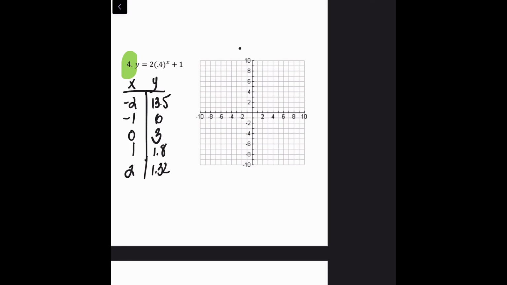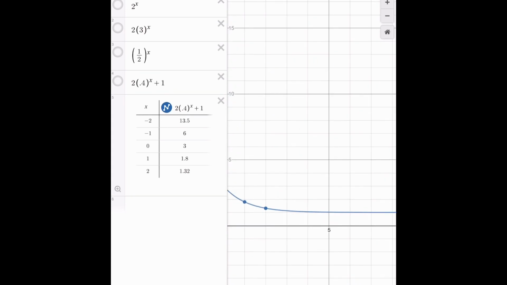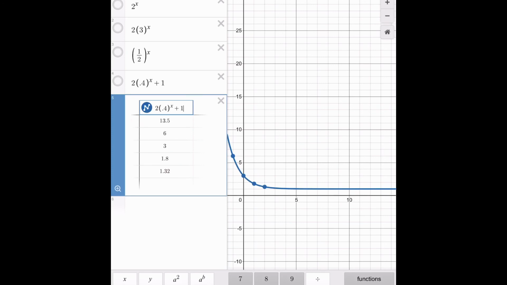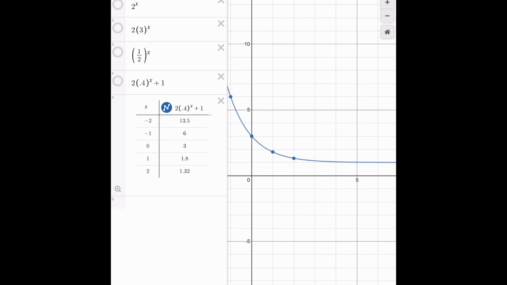Estimate, it's going to go a little on top of the graph. That's okay. Negative 1, 6. 0, 3. Notice that 0, 3 is going to be the y-intercept we have to write down. 1, 1.8. 2, 1.32. Go back to that graph. In this case, because of this plus 1 at the end, our asymptote, that line, y equals a number, changed to being y equals 1 because this graph was shifted up 1. That's just an important piece to know.